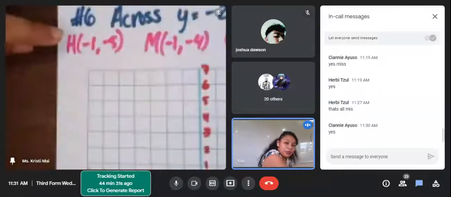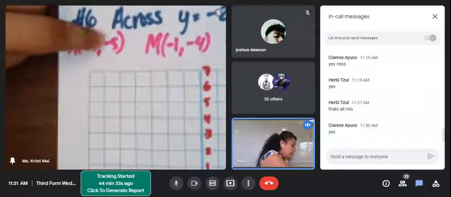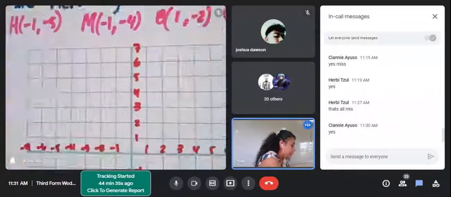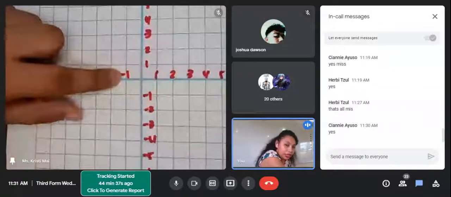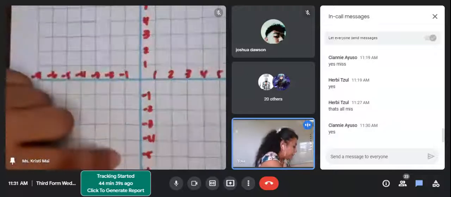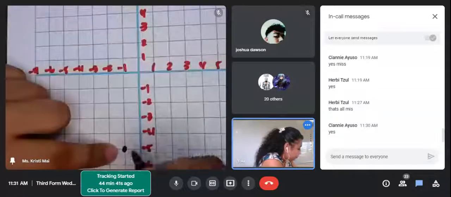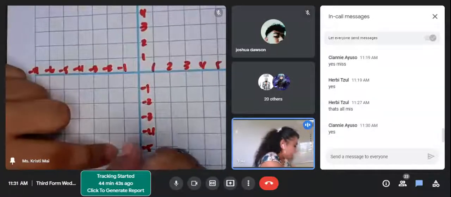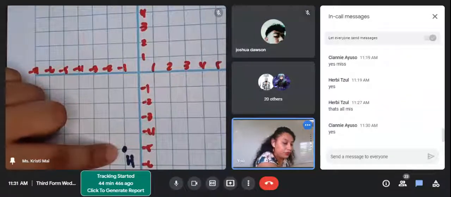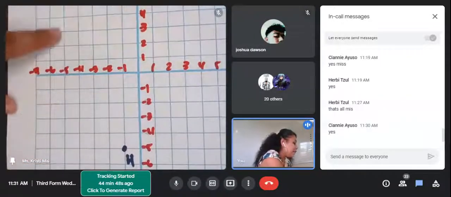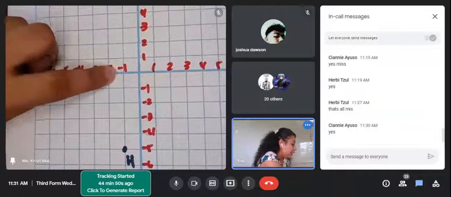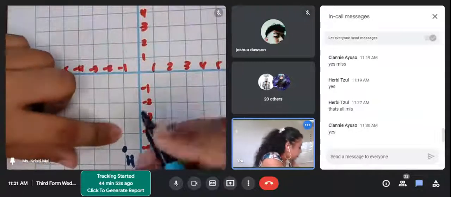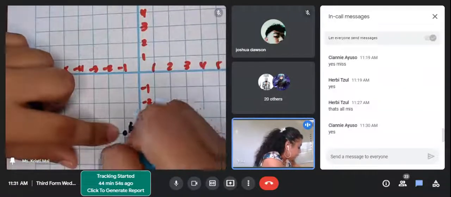It gives you the first point as -1, -5. So I'm going to find -1 on the x and -5 on the y. Right there. And this is going to be H. Then it says M is -1, -4. And this one is going to be M.